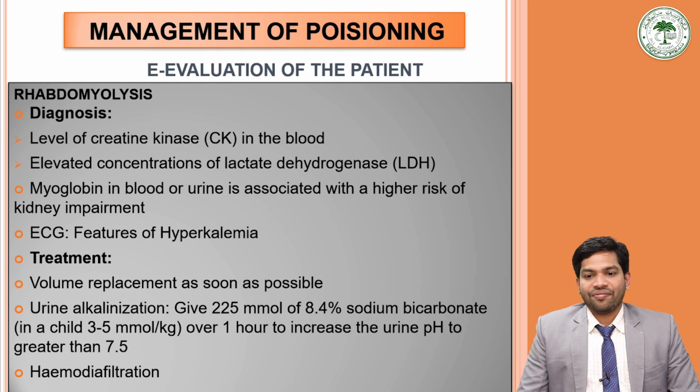Hemofiltration can effectively remove the myoglobin from the circulation. Hemodiafiltration combined with urine alkalinization is more effective than urine alkalinization alone. We will be learning in the management of poisoning, where in the removal of unabsorbed poison, we will be managing it through the alkalinization of urine. There we will learn how this urine alkalinization helps in the removal of the myoglobin.